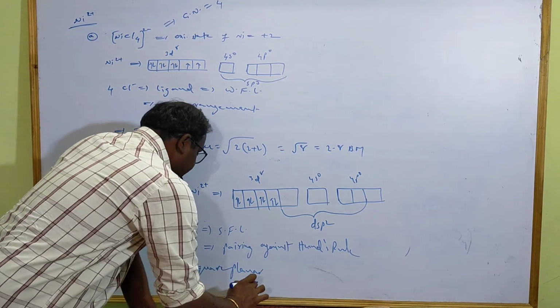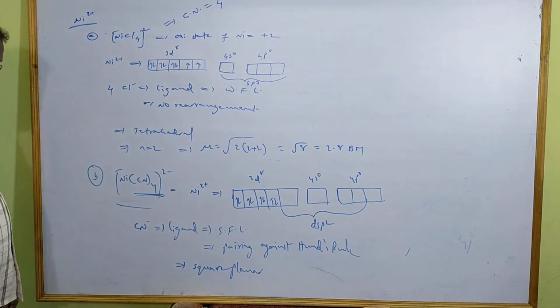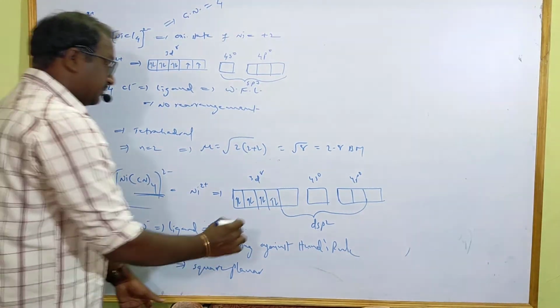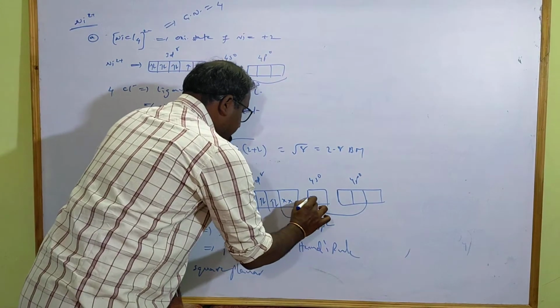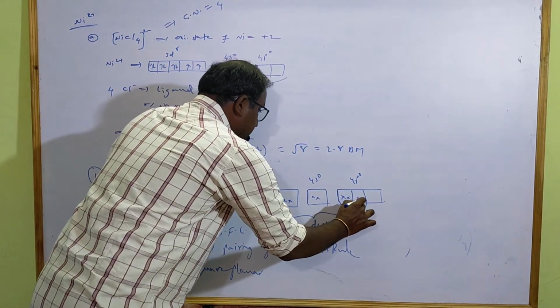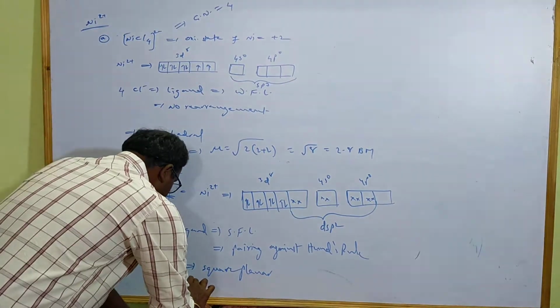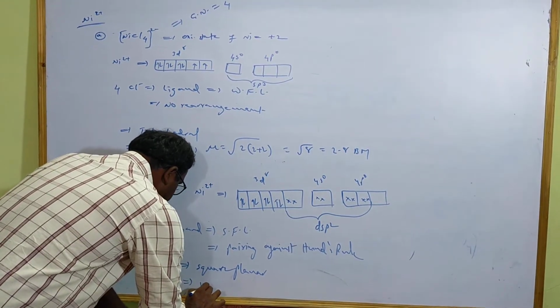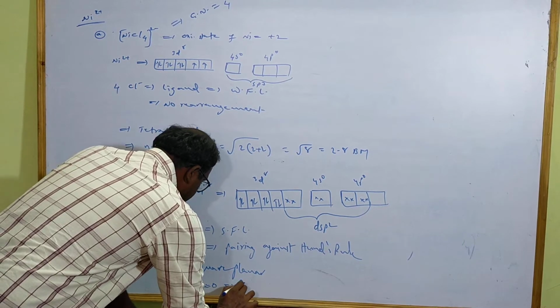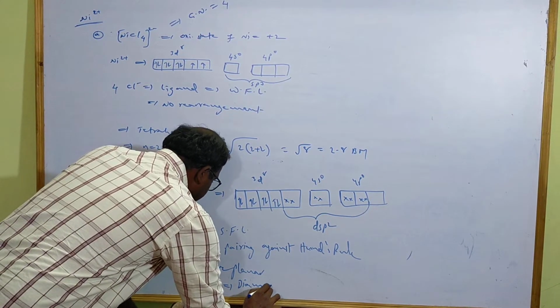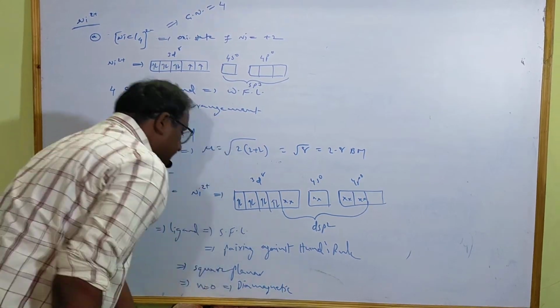Square planar shape. And any unpaired electrons here? No unpaired electrons, because these orbitals are filled by ligands. So no unpaired electrons, all are paired. So n equal to 0, unpaired electrons equal to 0. That's why it is diamagnetic. Magnetic moment is 0.